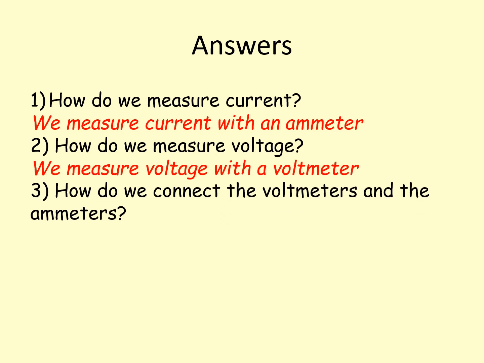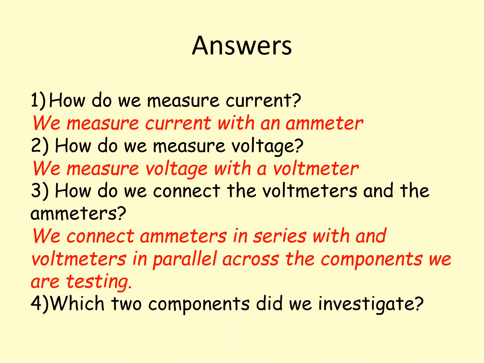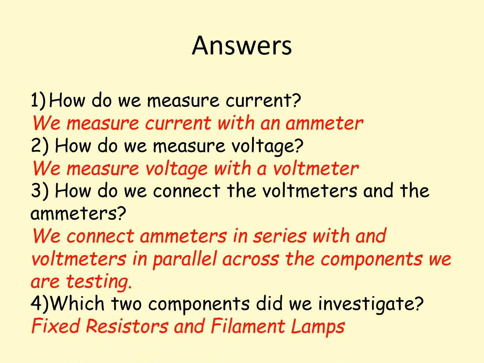Number 3, how do we connect voltmeters and ammeters in electrical circuits? Well, we always connect ammeters in series with the components that we're testing, and voltmeters must be placed in parallel across the components. That is because voltmeters have an infinite resistance to accurately measure potential difference. So if you put them in a series circuit, they just stop the flow of current completely. Number 4, which 2 components did we investigate? Well, we investigated fixed resistors and filament lamps.